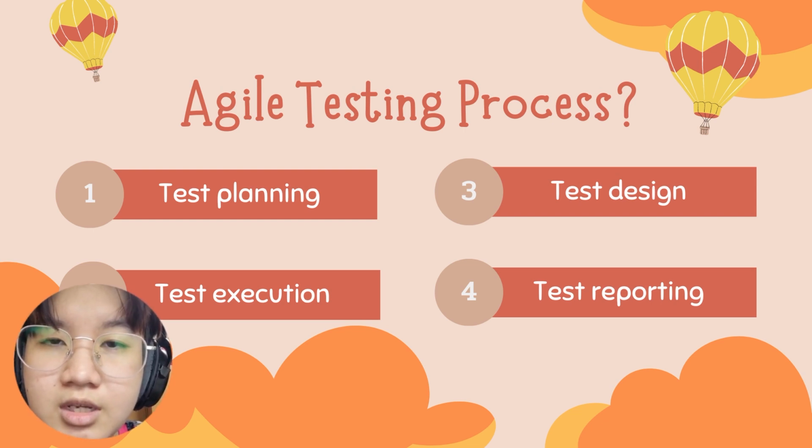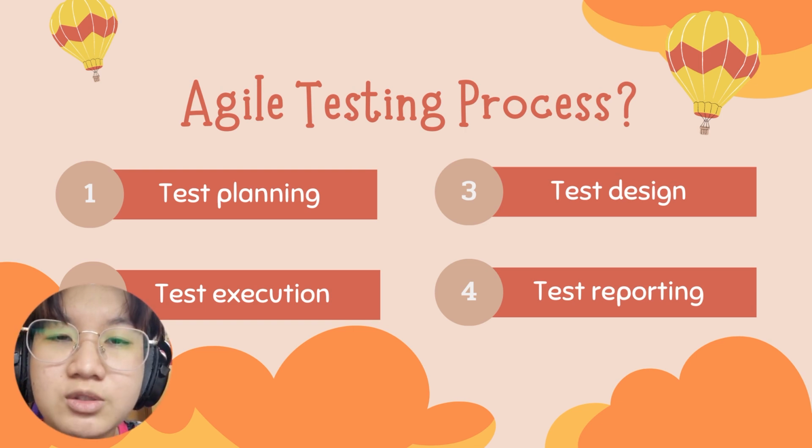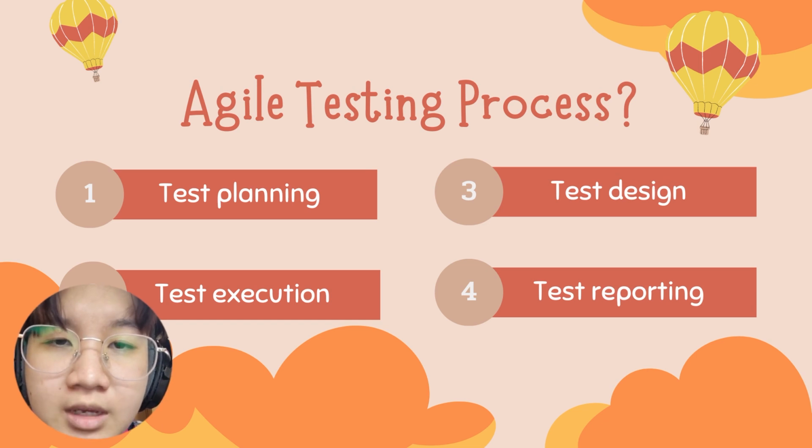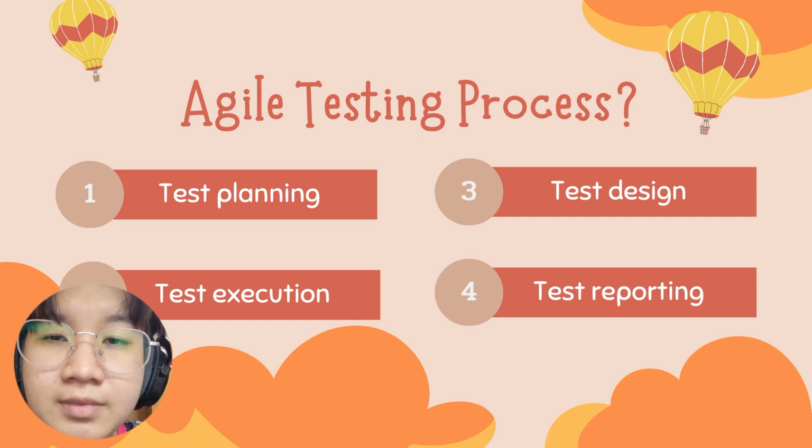Third, test execution. The test team executes the test cases and scripts, either manually or using automation tools. Test execution involves comparing the actual results with the expected results, identifying defects, and reporting them to the development team.